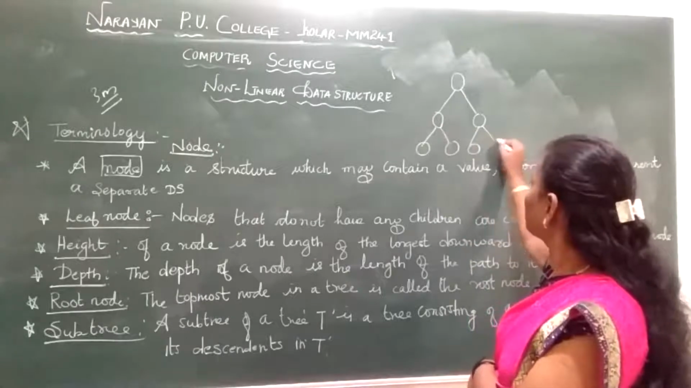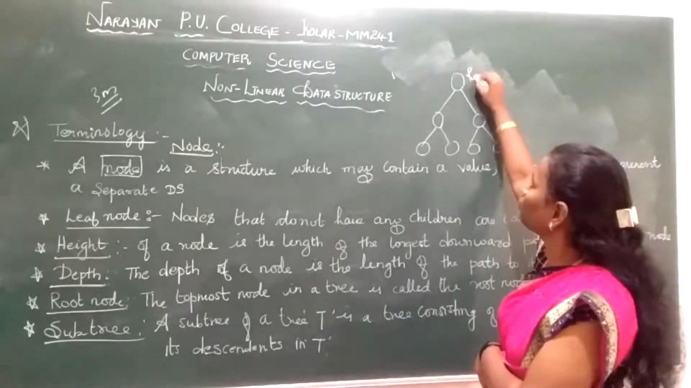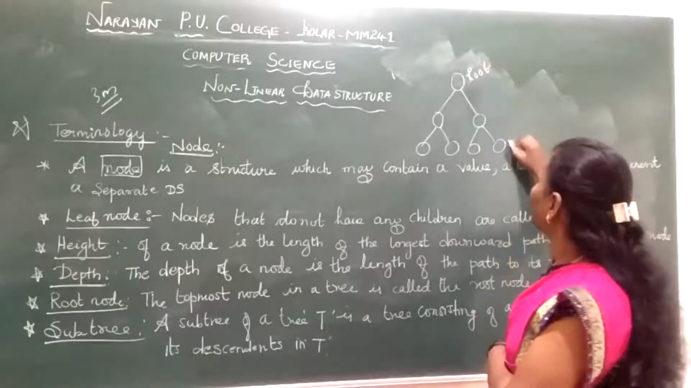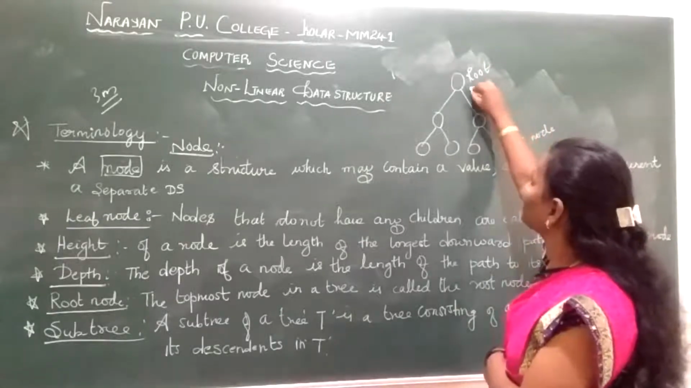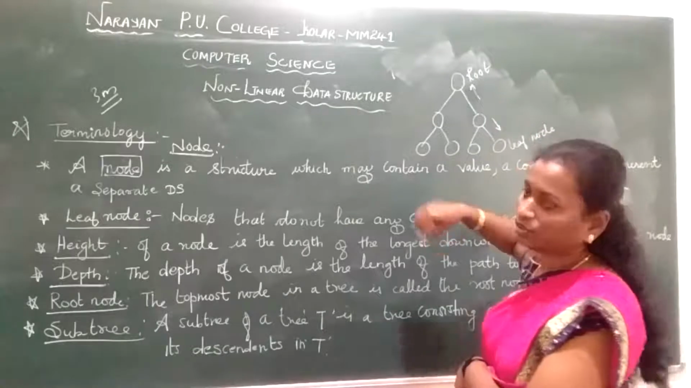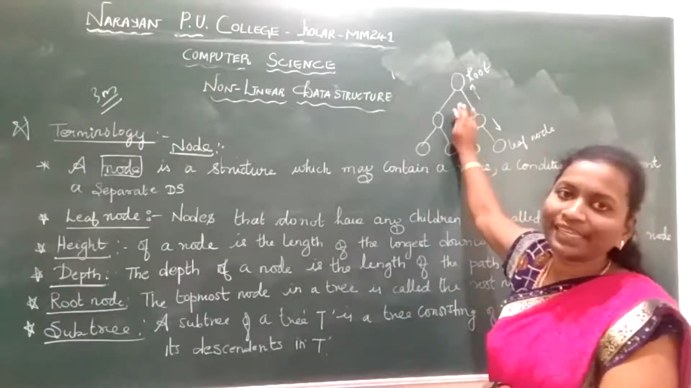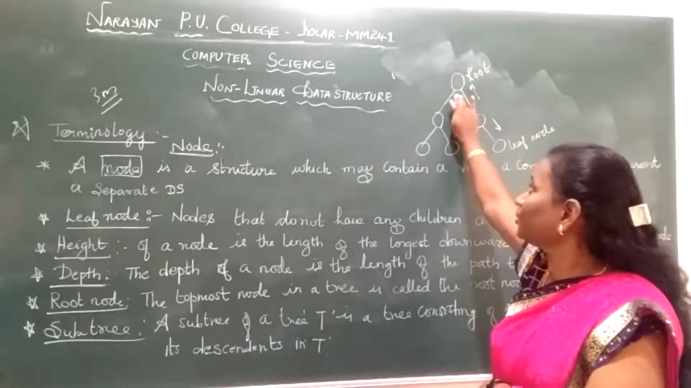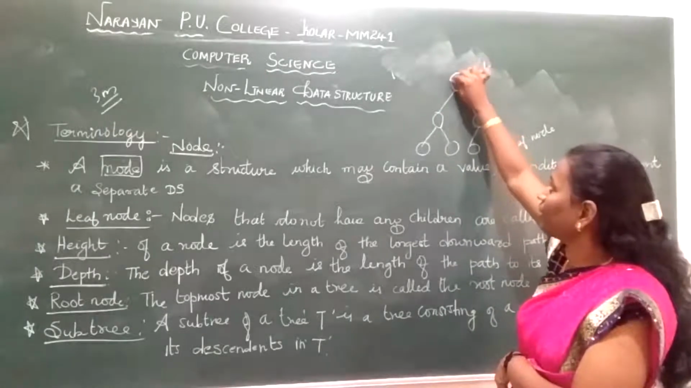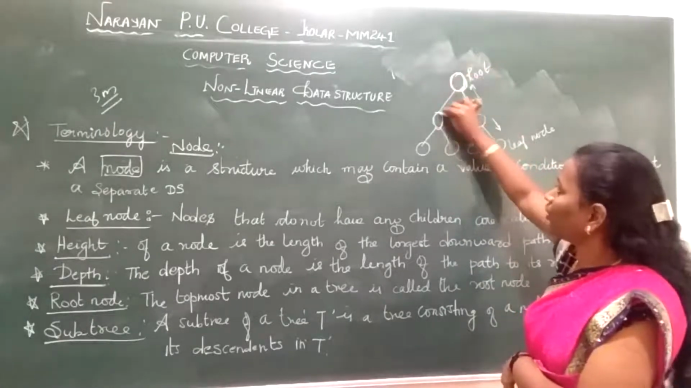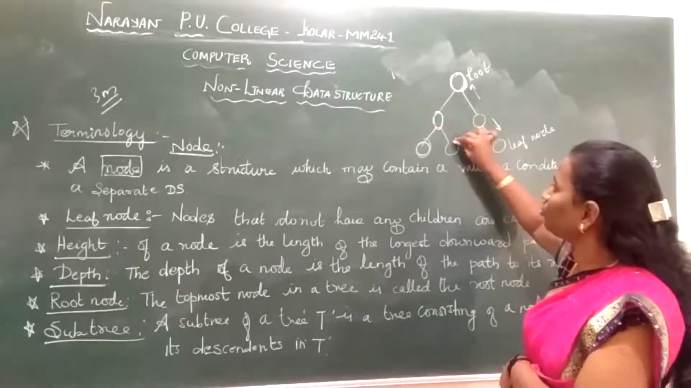I have nodes. So this is called the root node. Here I have a leaf node. These are my ancestor nodes and these are my descendant nodes. When I talk about the tree structure, each and every circle we have drawn is nothing but a node. So in trees we represent the nodes like this.